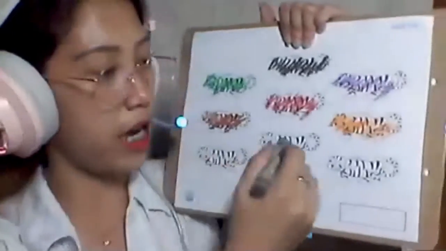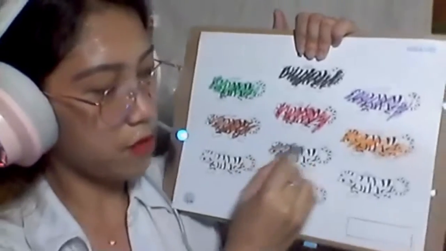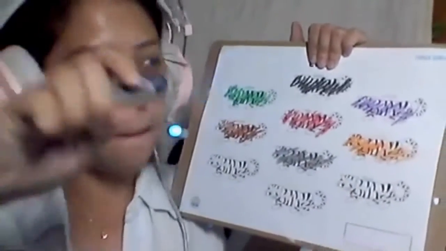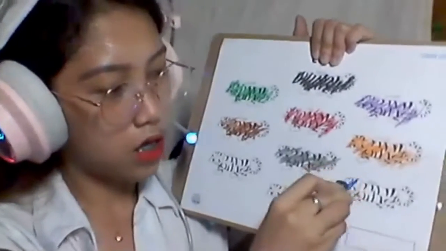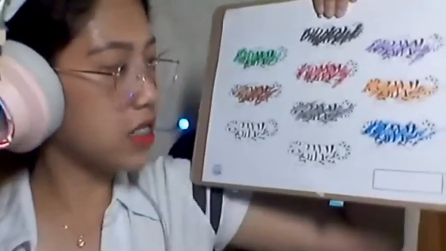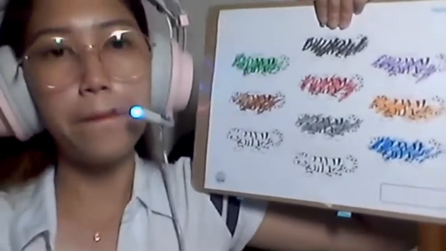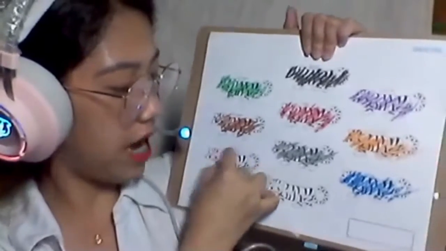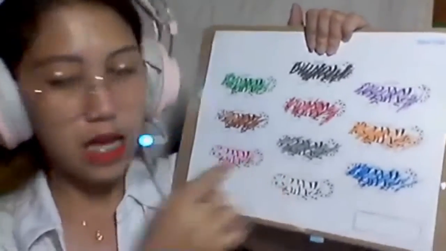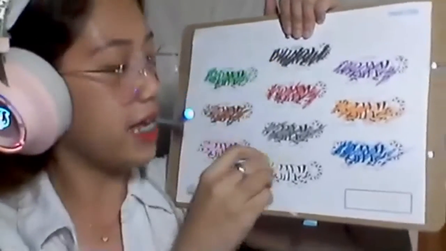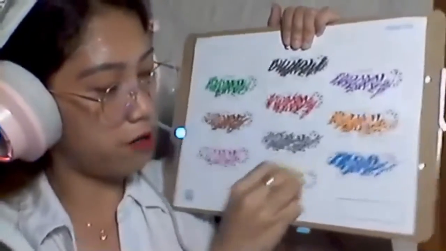The color gray. Next is the color blue. Color of the clouds is blue. Next is the color pink. The color of a ballerina. Color pink. Next is the color of the sun. It's color yellow. How about that color?